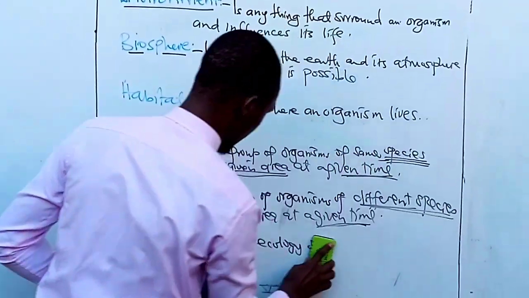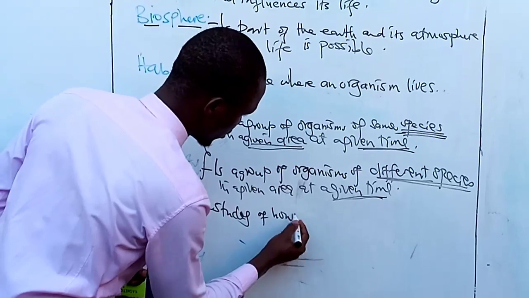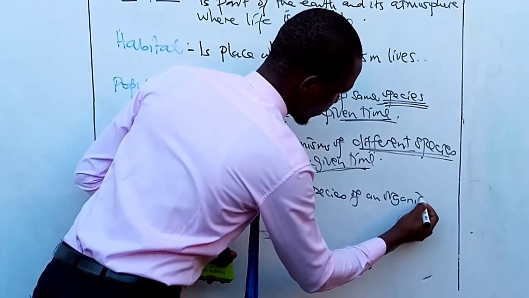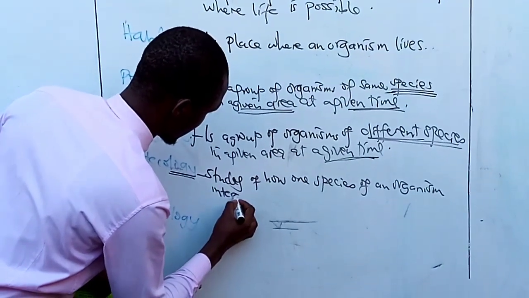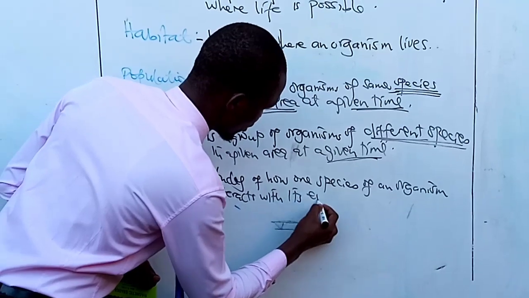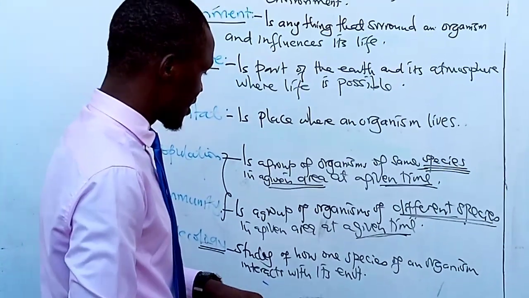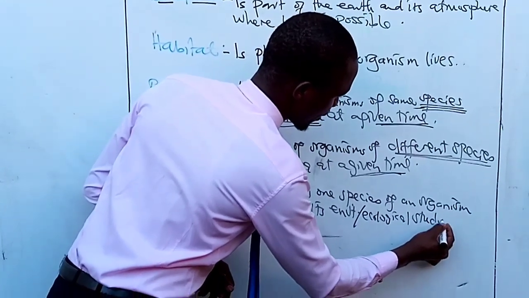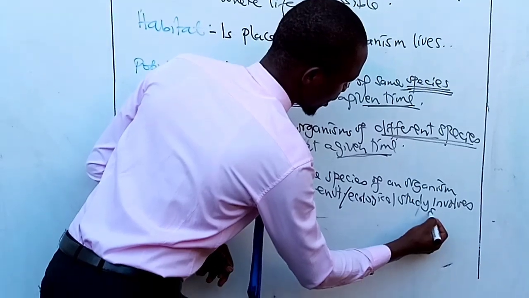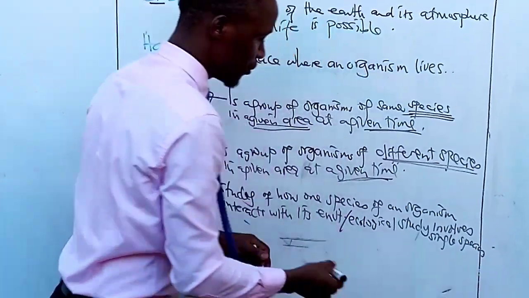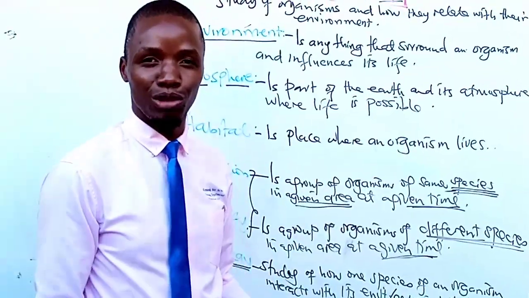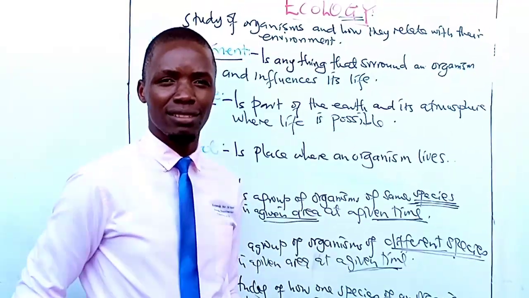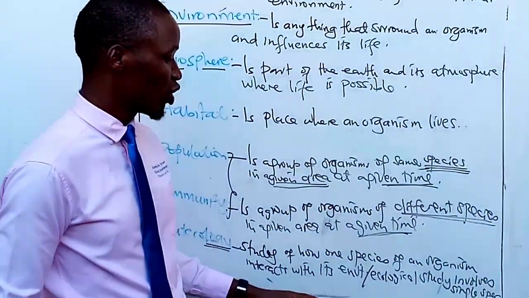for example, let me do it like this. This is the study of how one species of an organism interacts with its environment. Or you can simply say it's an ecological study that involves a single species. For example, if I go to carry out an ecological study research on frogs or human beings, I'm only doing ecology about human beings, that is one species. In that case, my ecological study we call autecology.